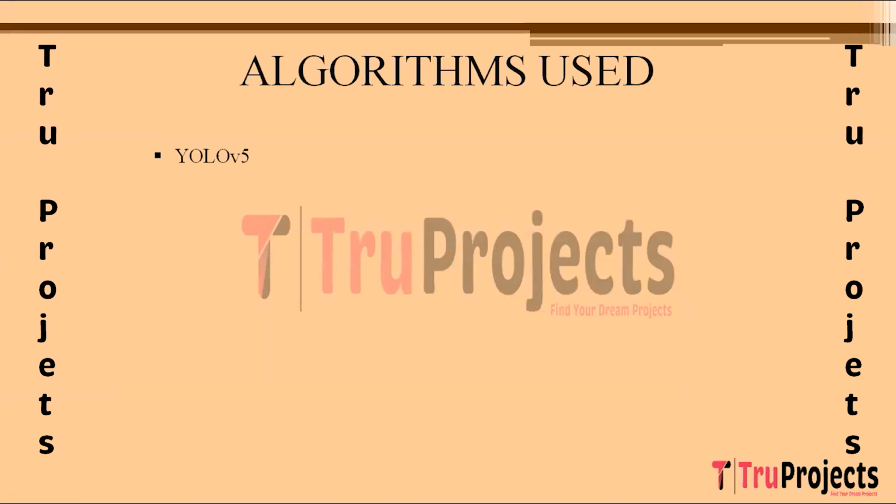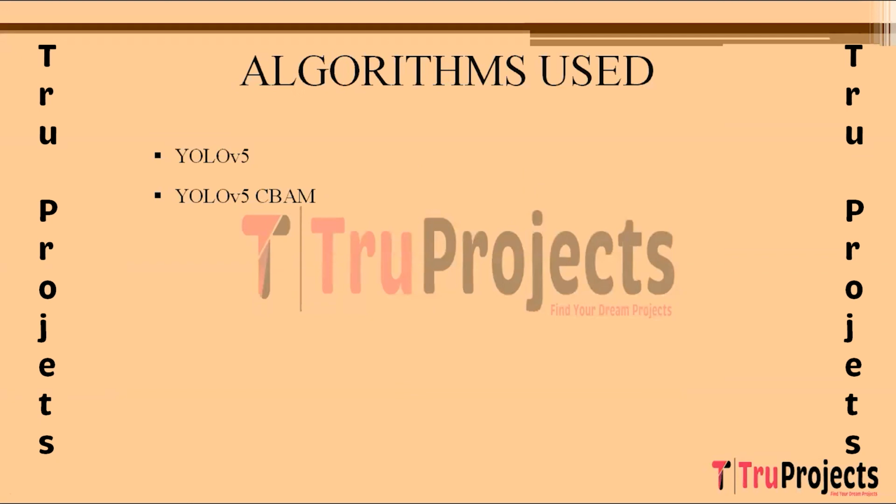YOLO V5, that is You Only Look Once version 5, is a real-time object detection algorithm that divides images into a grid, predicting bounding boxes and class probabilities for each cell. Renowned for speed and accuracy, YOLO V5 is chosen for its efficiency in processing images and suitability for real-time applications in this project. The next algorithm built is YOLO V5 CBAM.